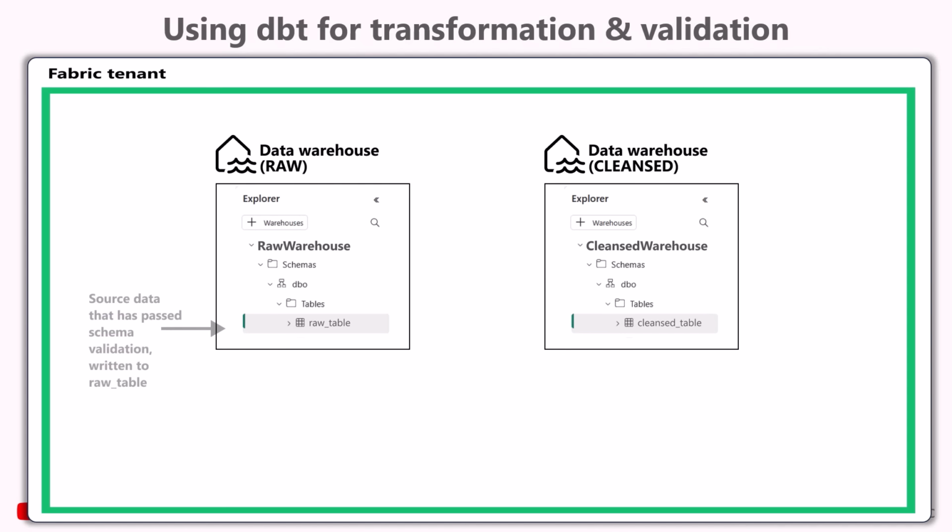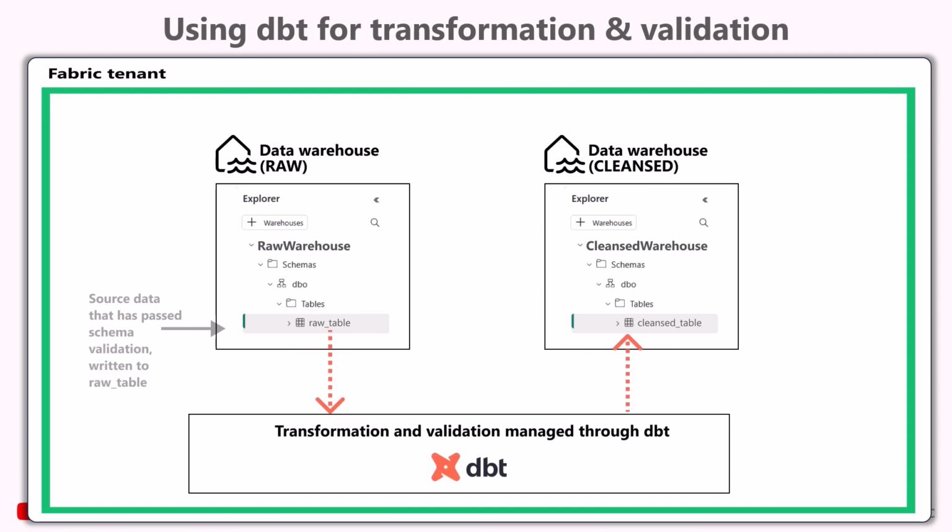So if we're using dbt for this transformation between different layers in our medallion architecture, say for example you have a raw data warehouse and a cleansed data warehouse, and we want to use dbt to do that transformation and then validate the results when we're writing it into the data warehouse. So this is what that could look like there.